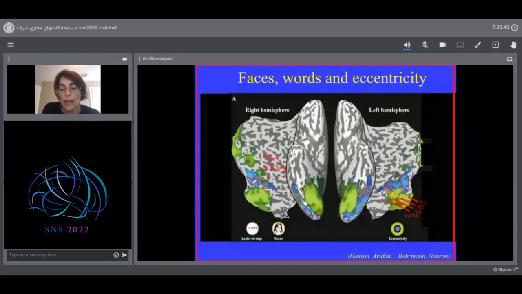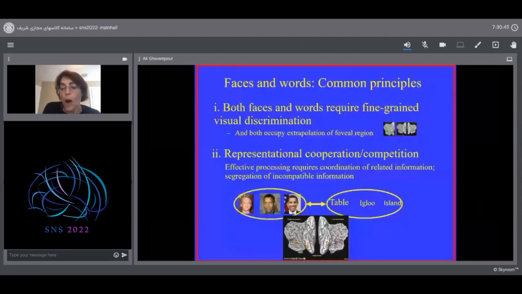The next principle, though, is that ideally, regions of cortex that represent the same information should cooperate and should come to cluster close together, whereas regions that represent unrelated or incompatible information should be segregated. So I'm going to argue that the reason that we see faces and words in the two different hemispheres to a differential degree is because words all need to cluster together and faces all need to cluster together.